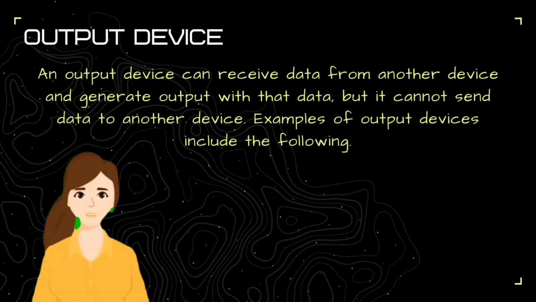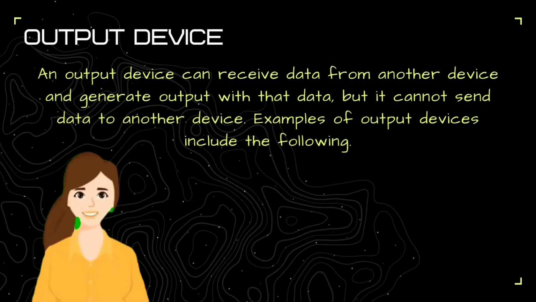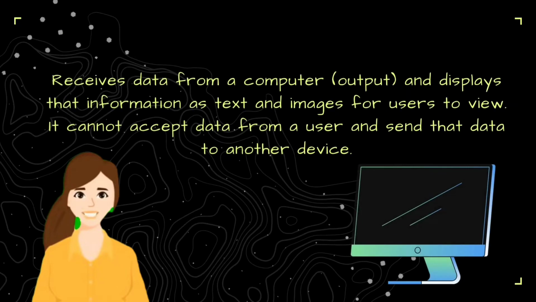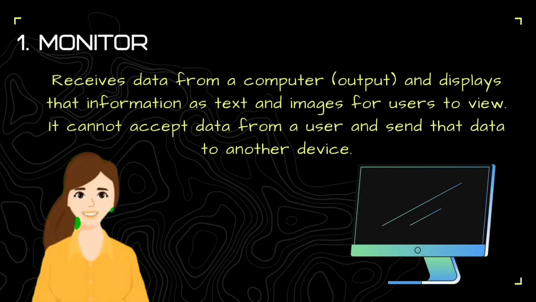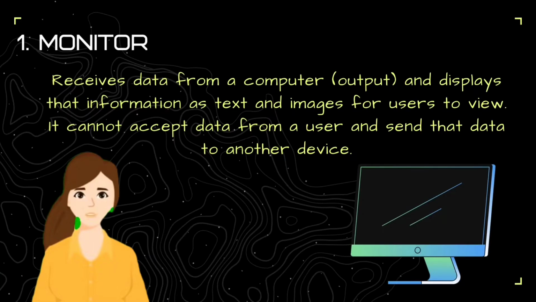An output device can receive data from another device and generate output with that data, but it cannot send data to another device. Examples of output devices include the following. Number 1, monitor. It receives data from a computer and displays the information as text and images for users to view. It cannot accept data from a user and send that data to another device.